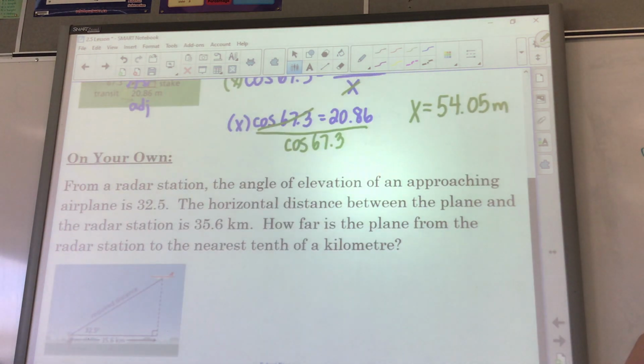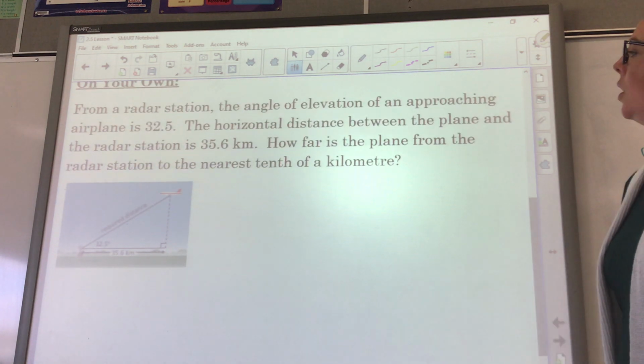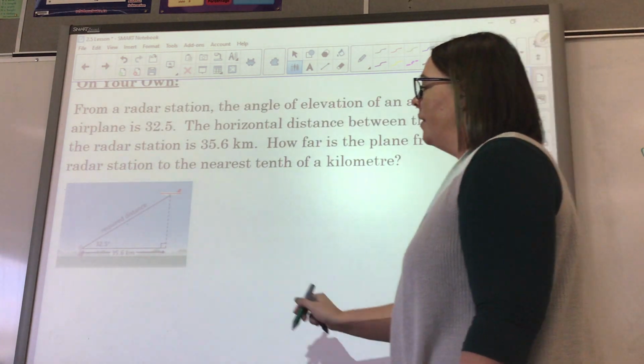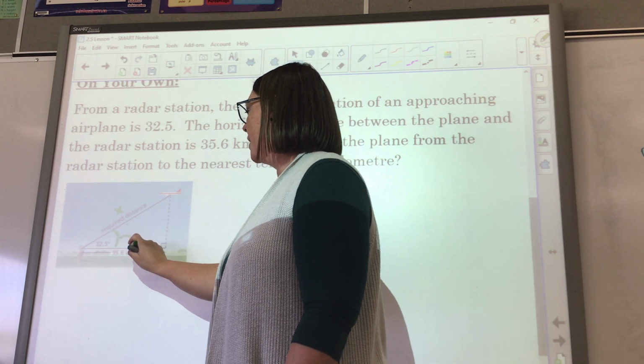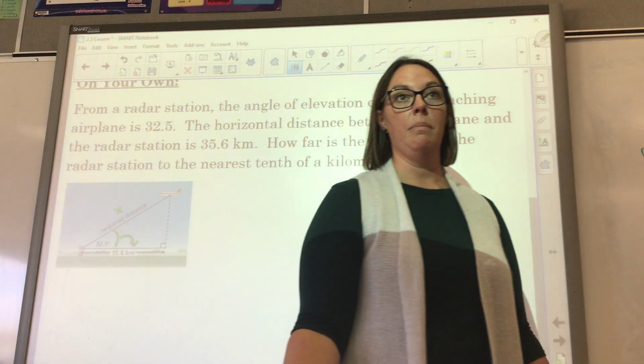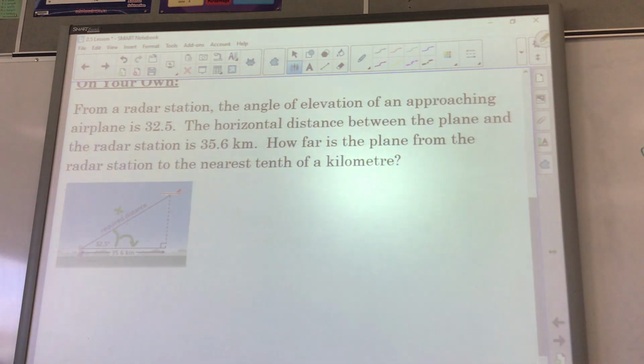Okay, this very last question is exactly the same, okay? We're looking for this distance, which is a hypotenuse, and you're given the adjacent, so again, it's going to be cos, okay? You can go ahead and figure out that answer there.